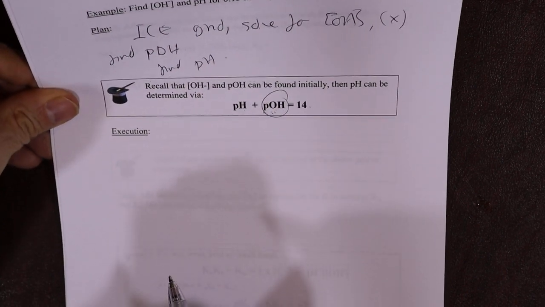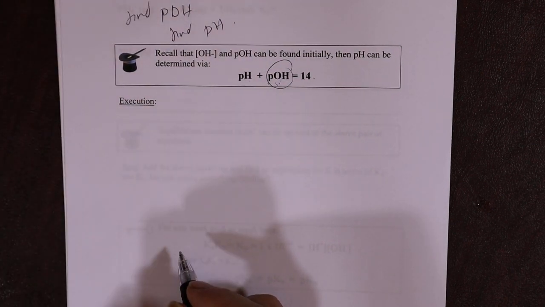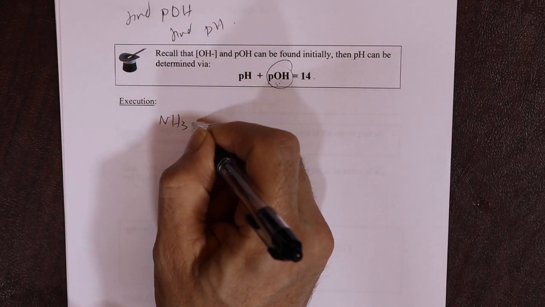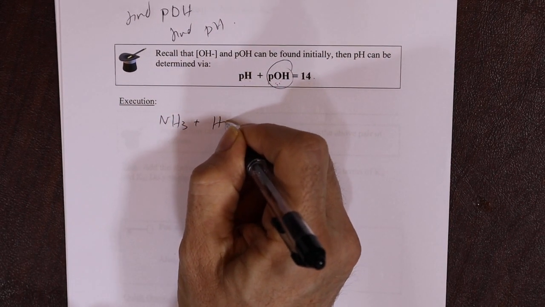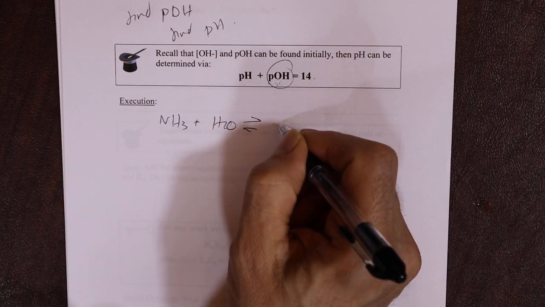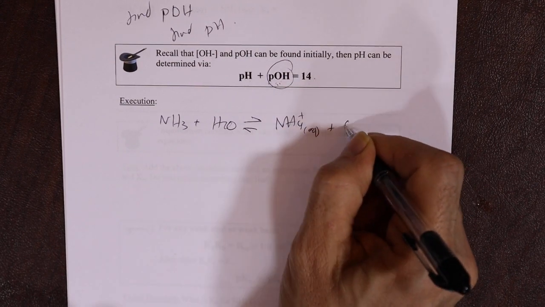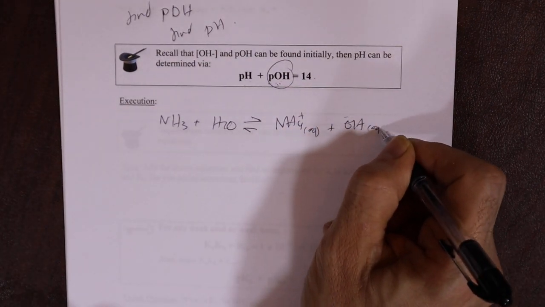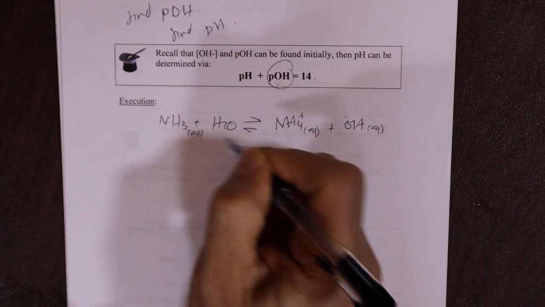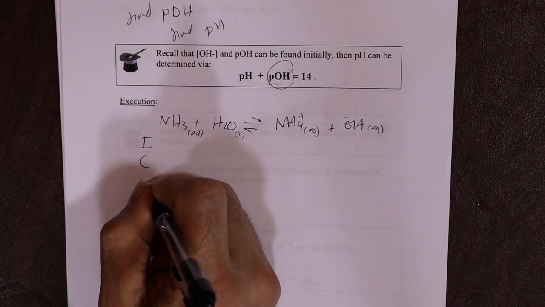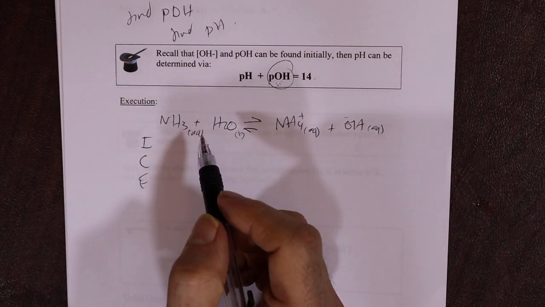All right, so the execution. I'm trying to be mindful to keep pulling this up so it doesn't go off the bottom of the page. Okay, so NH3, H2O, NH4 plus, OH minus. ICE. Did say at the top.